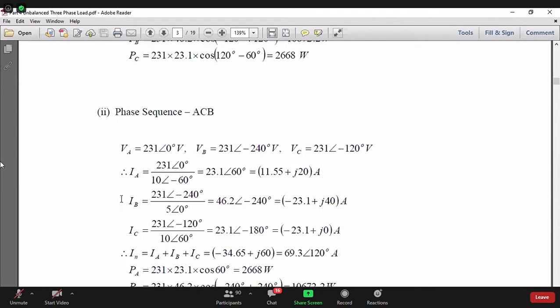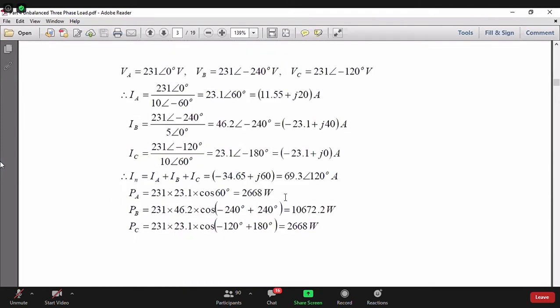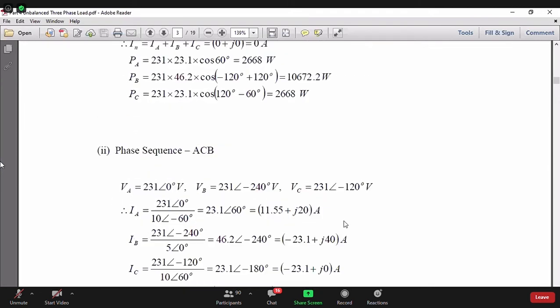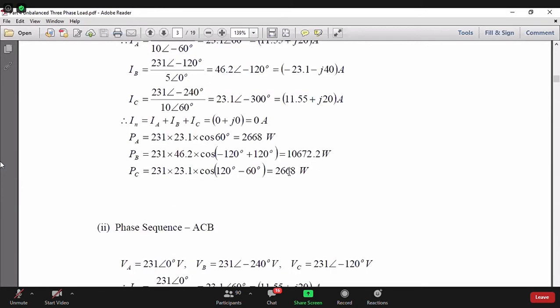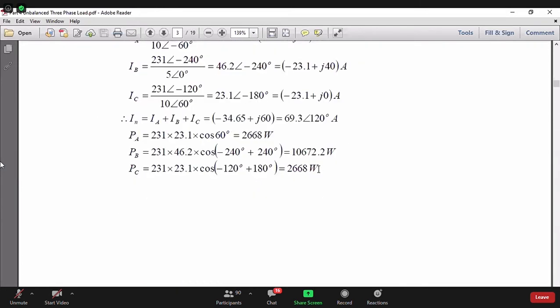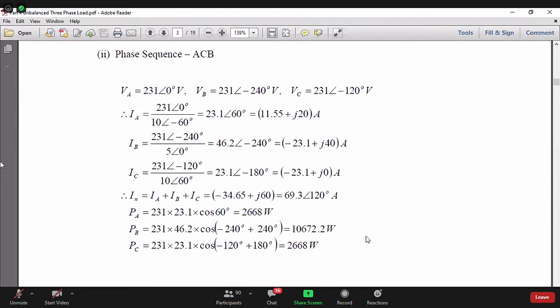2668. Active power remains 2668 for A phase. B phase 10672, 10672. C phase 2668, 2660. So that means power has not changed because the impedance has not changed. That's why power has not changed.